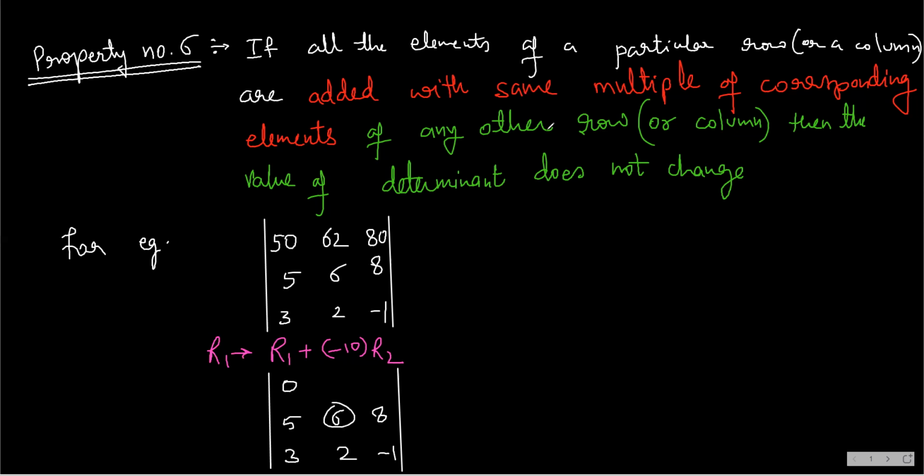Multiply minus 10 in R2, it will become minus 60. Now add minus 60 here. If I add negative 60 to 62, I will get 2. What will this become when you multiply minus 10? Negative 80. Now add it, so it will become 0. Tell me, students.